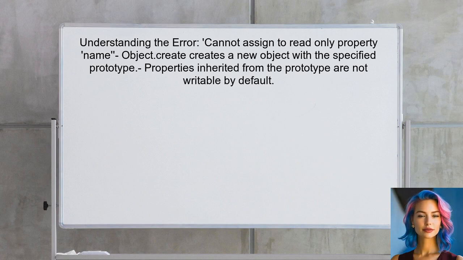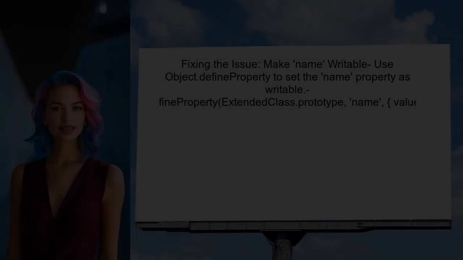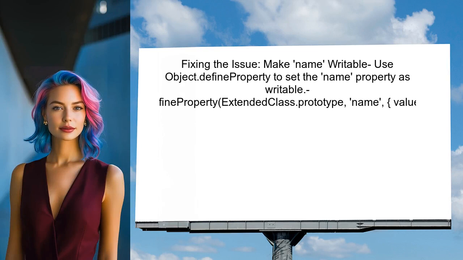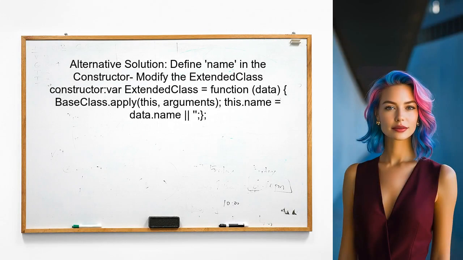When the user creates an object using Object.create, it inherits properties from the prototype, but those properties are not writable by default. In this case, the user is trying to assign a value to the name property, which is read-only. To fix this, the user can define the name property as writable when creating the object. Alternatively, the user can modify the constructor of the extended class to ensure that the name property is set correctly. This can be done by explicitly defining the property in the constructor.